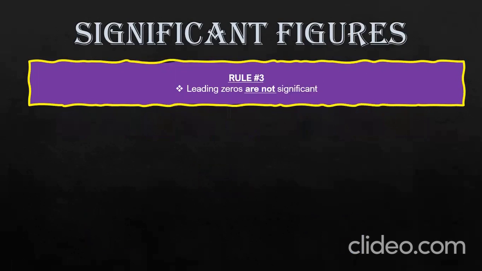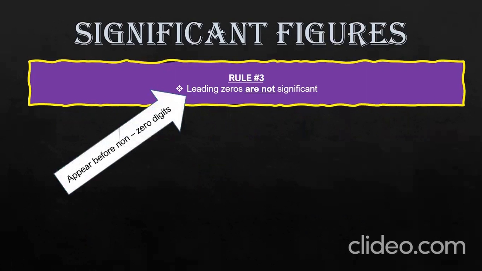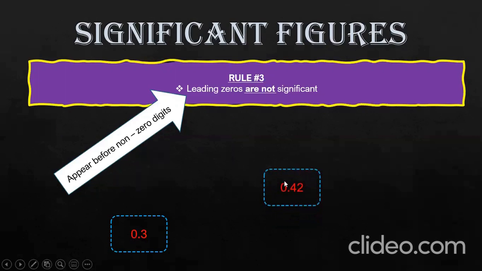Leading zeros, though, are not significant. And you may be asking what leading zeros are. These are just zeros that appear before non-zero digits. So if we have, for example, 0.3, this only has one significant figure, which is the 3. The 0 here coming before a non-zero digit, it's not significant. And so this 0 is what we call the leading 0. 0.42, this 0 here is not significant, and so this number has only 2 significant figures. Although it has 3 digits, it only has 2 significant figures.